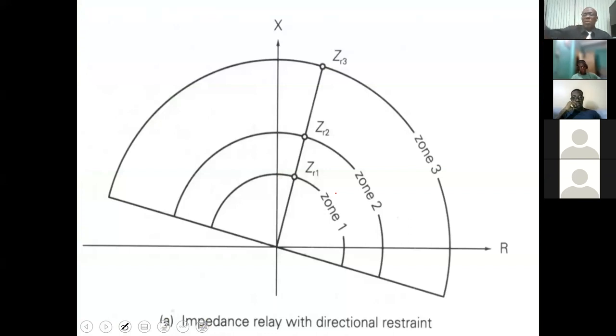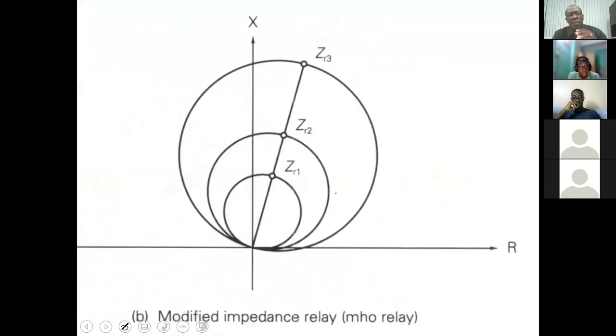So this would be the three impedance relays. But as I said, what we do is now to have different settings for each zone. All right? And that would be a modified Mho relay. Each of these representing an impedance for the zone. So for the zone 1, you have it as Z1. Zone 2 and zone 3. All right? Any questions?